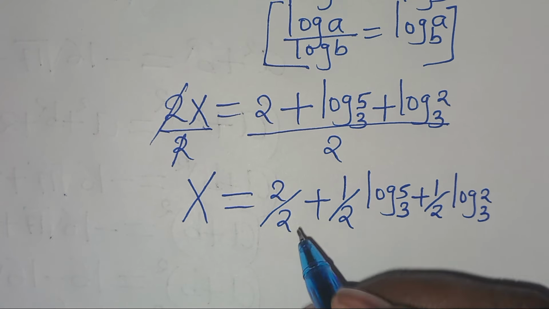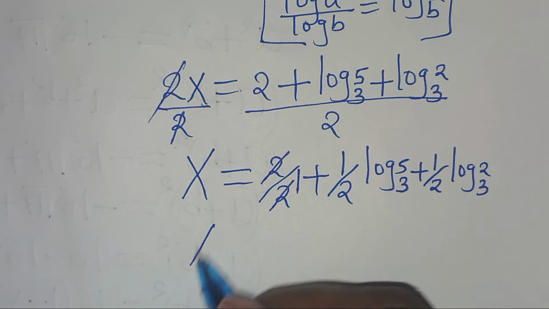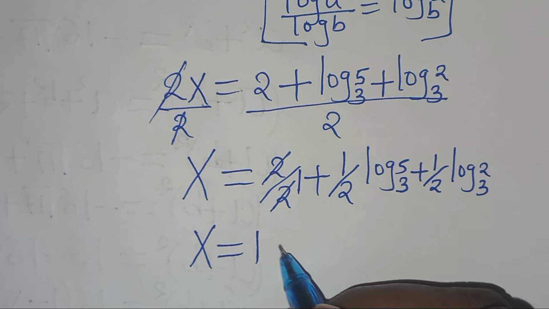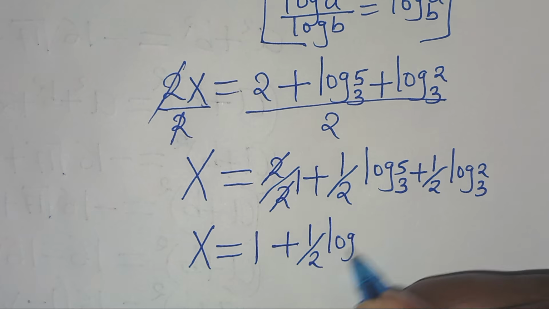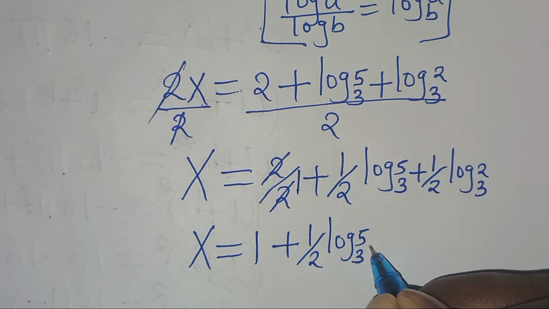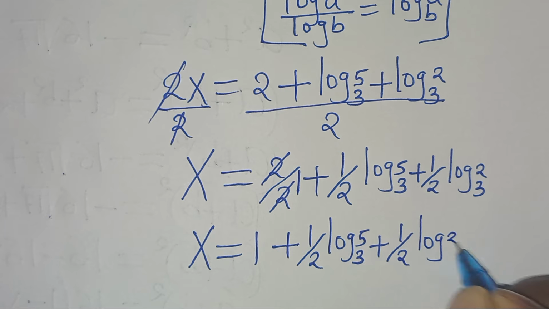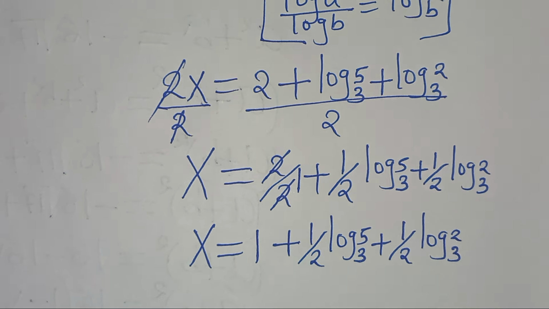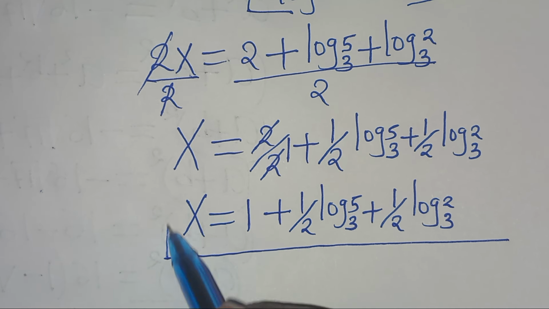So this implies that 2 and 2 here simplify, so that now x is equal to 1 plus a half log 5 to base 3, plus a half log 2 to base 3. Now this is the value of x.